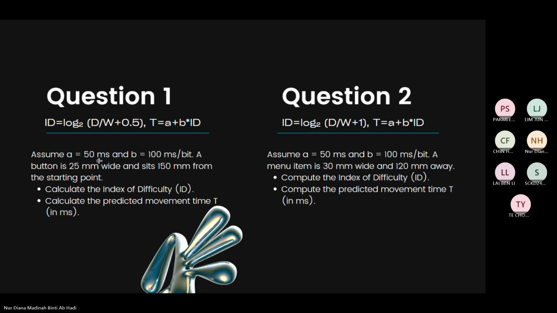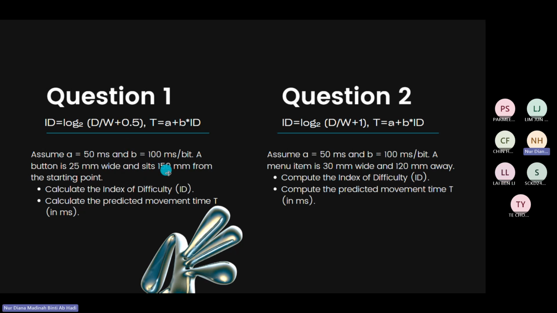50 ms. Okay. So you should use the formula D divided by W plus 0.5. So you should put your values to find the ID first. So ID equals log base 2 of D, which is your 150, divided by 25, plus 0.5. You're supposed to get 2.70 bits. That is for your ID.